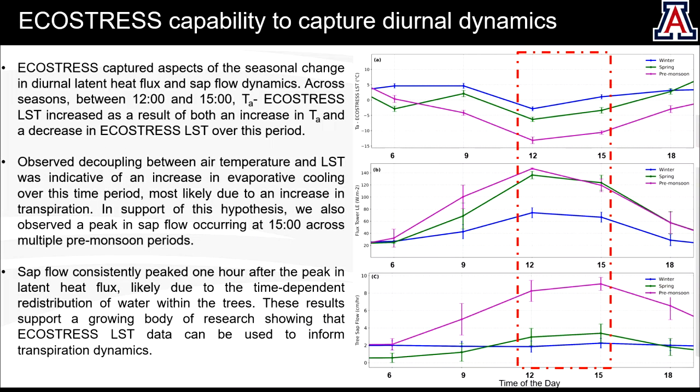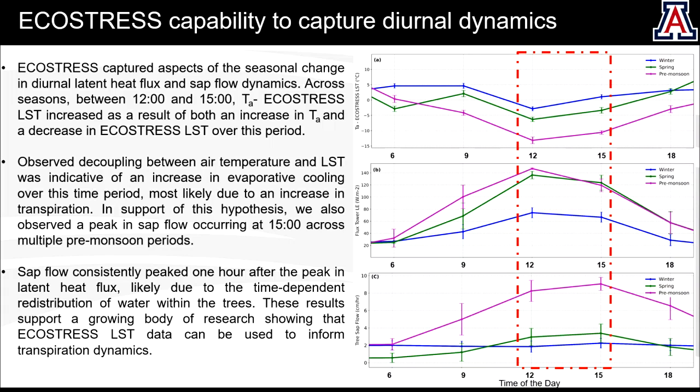The diurnal averages of air temperature minus ECOSTRESS LST, flux tower latent heat flux, and tree sap flow data in different seasons are shown here. We dropped monsoon season because of high cloud cover and lower remote sensing data accuracy. Pre-monsoon season has the most variation in all variables due to hot and dry weather. Interestingly, there is some stomatal response at noon even in winter season, which is a characteristic of forests in semi-arid regions.